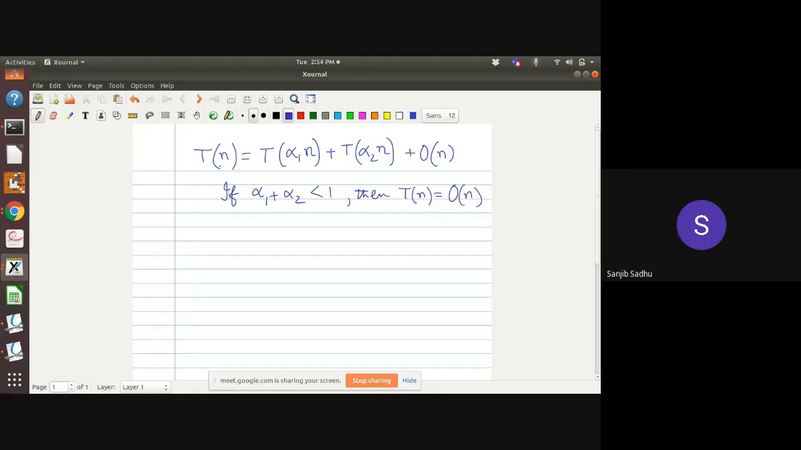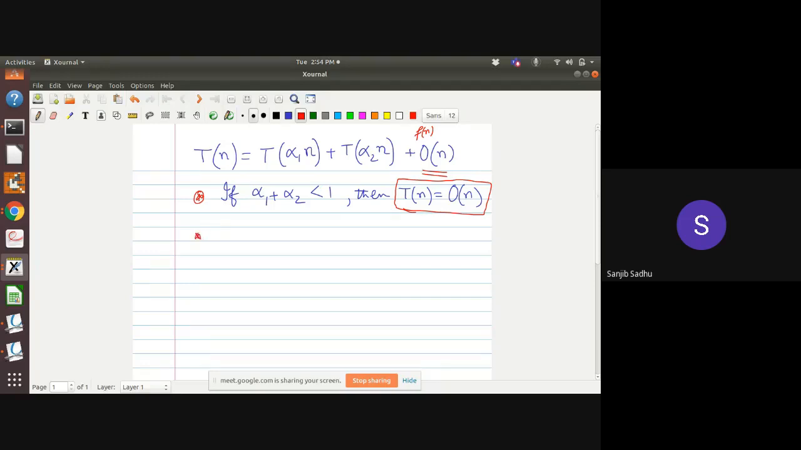Clear? Just as in the median finding algorithm, you check alpha 1 and alpha 2, and if you add them and the sum is less than or equal to 1, and f(n) is big O of n, then the total time complexity T(n) will be linear. Very important point. Please remember. That means you try to design the recursion equation in such a way that, if possible, it is not always possible, but if possible, alpha 1 plus alpha 2 should be less than or equal to 1.